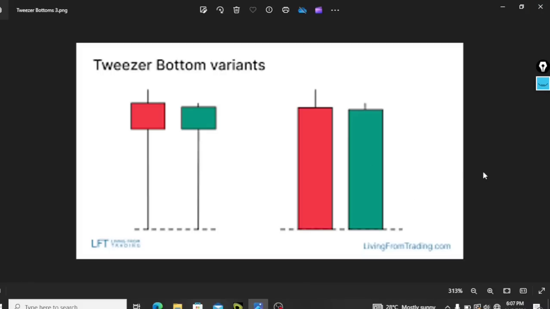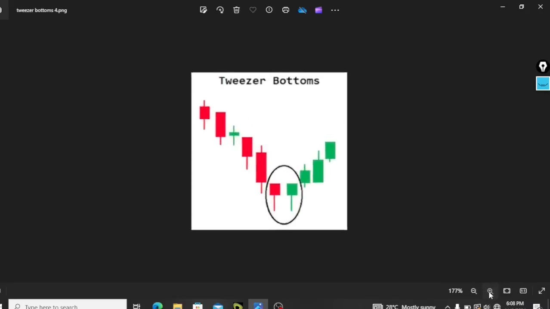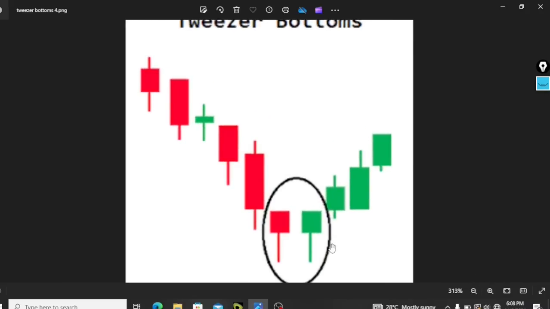Now let's continue to look at them so that you will easily identify them anytime, any day. Look at this one. Let me bring it closer. Look at it very well. Look at the body here, the small body. Look at the green body, but it's the same thing with the red body. It looks like a bottoming tail bar followed by another bottoming tail bar. Both of them are equal in length and size. So this is exactly a tweezer bottom.